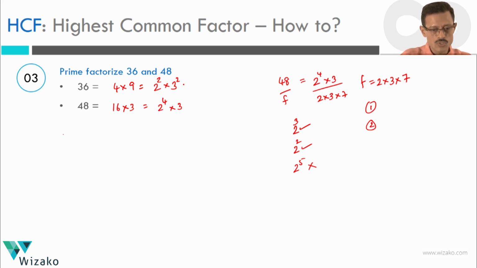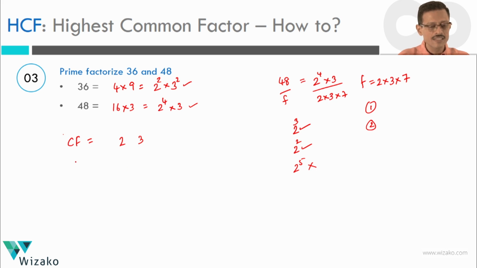36 we have written as 2 square into 3 square. 48 is 2 power 4 into 3. Incidentally, both these numbers have only 2s and 3s as prime factors. So any common factor of 36 and 48 cannot have a prime factor other than 2 or 3.